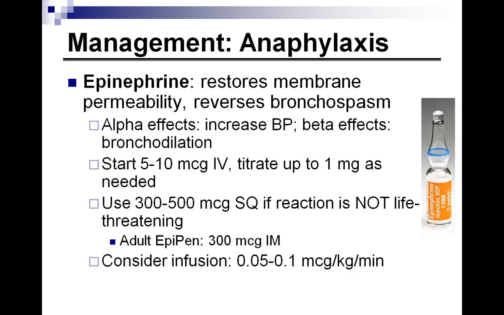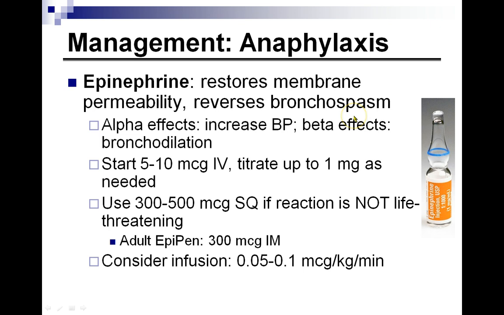The next most important thing is epinephrine. Epinephrine has several goals. It restores the membrane permeability and reduces bronchospasm, as well as increasing vascular smooth muscle contraction, leading to improved blood pressure. And those would be the alpha effects of epinephrine, increasing blood pressure. But there are beta effects as well, leading to bronchodilation. So epinephrine is really the ideal and probably the single most important drug in the first-line management of anaphylaxis.